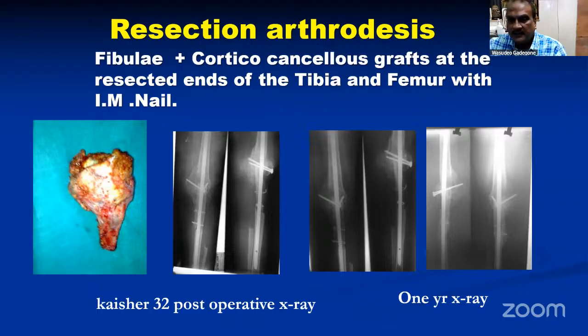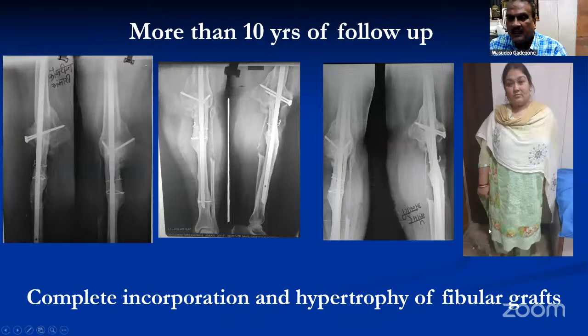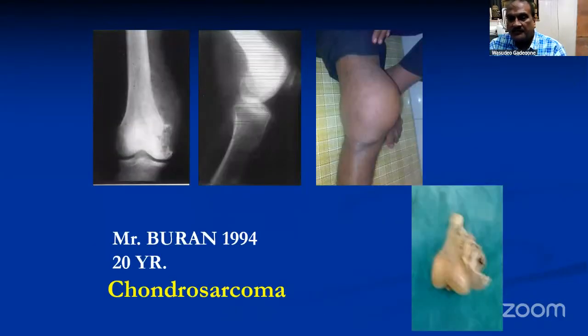and femur, and with the IM nail, and you can see here 2 tubuli were fashioned like this, and then some slices are taken from the femur, and then more than 10 years of follow-up. She is now a working lady, complete incorporation with hypertrophy of the tubular graft and taking the shape of the tibia. She is from Uttar Pradesh and doing well, and now more than 15 years follow-up.